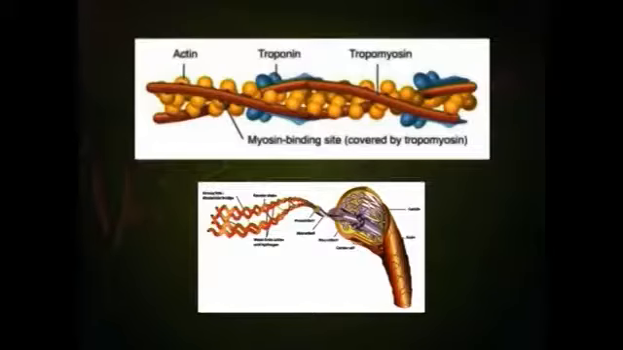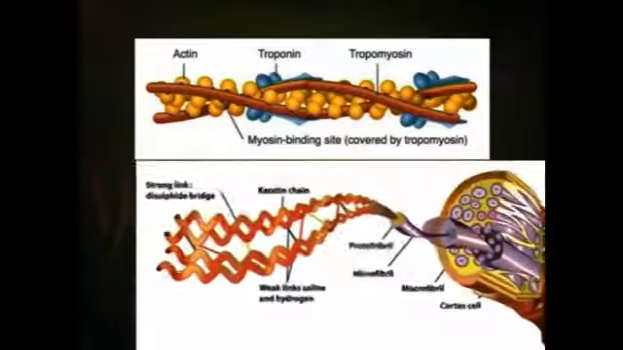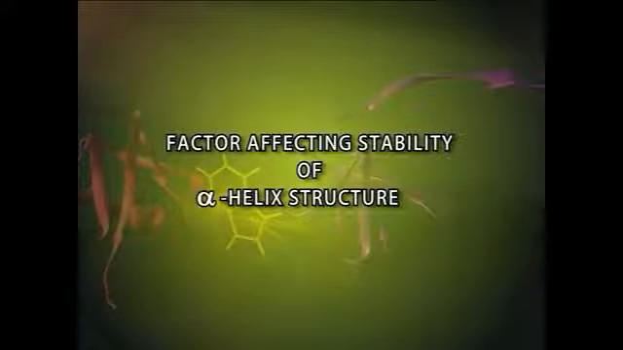A single alpha helix is usually less than 5 angstrom. However, 2 or more alpha helices can interlink to form a very stable structure which can have a length of 1000 angstrom or more. For example, myosin and tropomyosin in muscle protein and keratin in hair are made up from interlinked alpha helices. Now, factors affecting the stability of alpha helix structure.